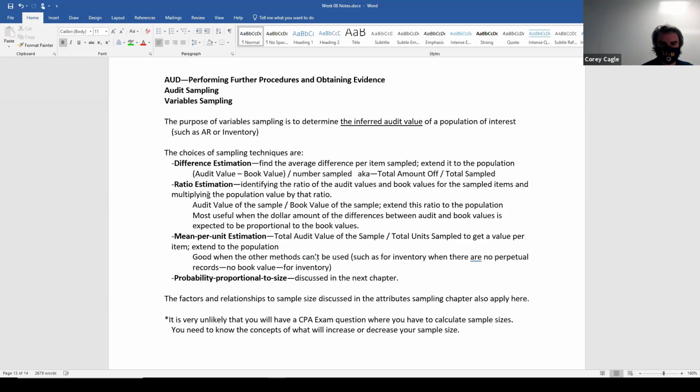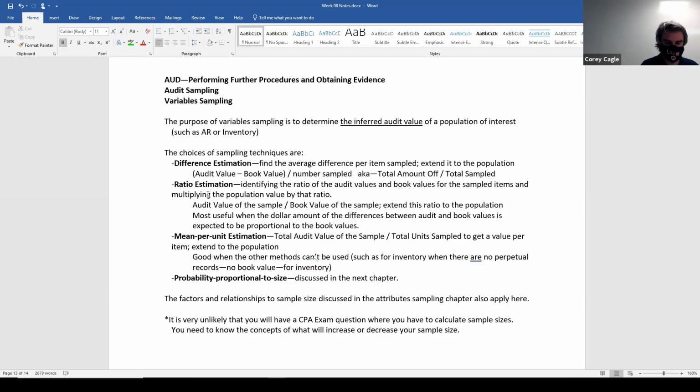It's all pretty logical stuff. They stick a name with it. Audit value minus the book value. What did we find in our audit versus what do they have in the book? In other words, how different are we? What amount off are we as a percentage of the amount sampled? Pretty logical way to do it, right? So that's difference estimation. Ratio estimation is taking the audit value of the sample. You looked at the sample and you think it should be this value, and then do that as a ratio to the value they say it should be, and extend that to the population.